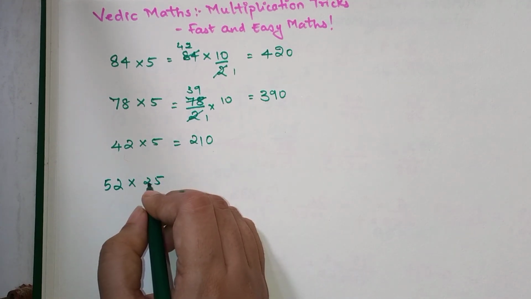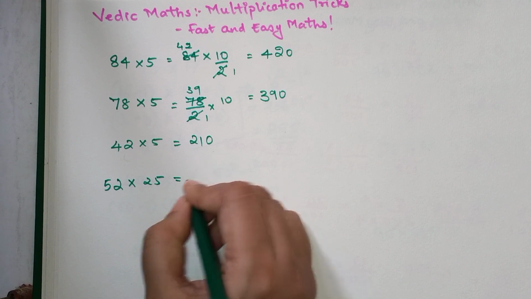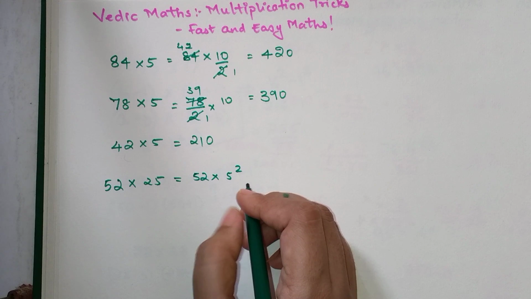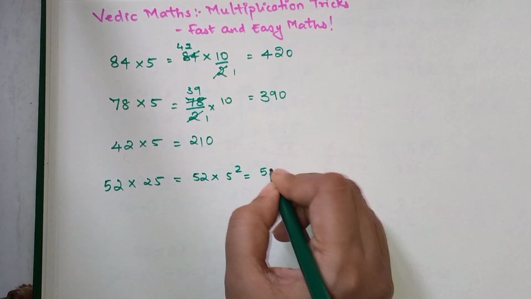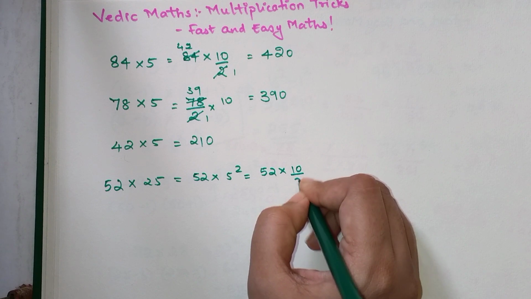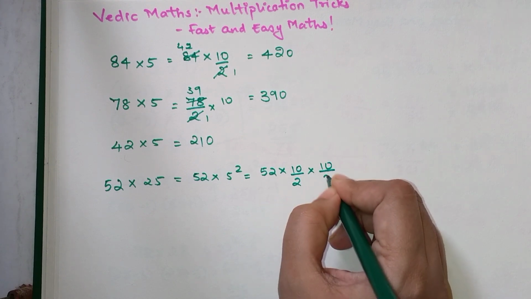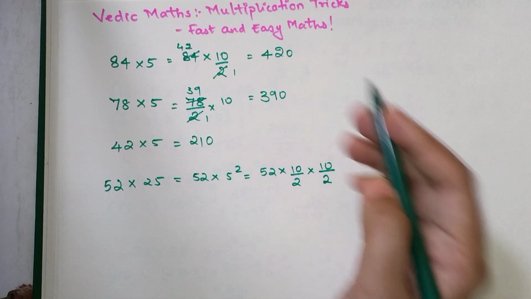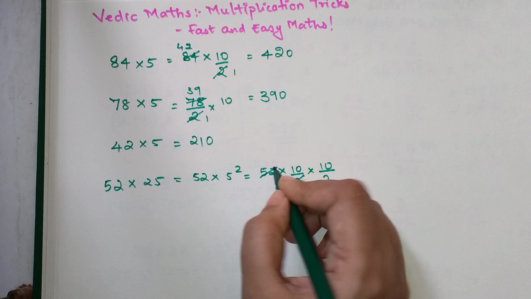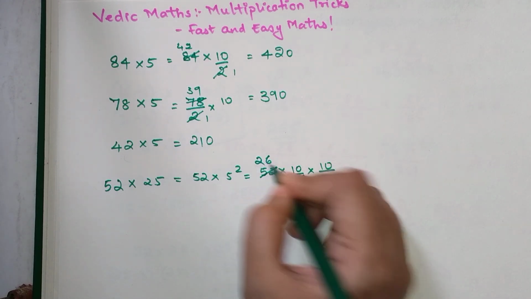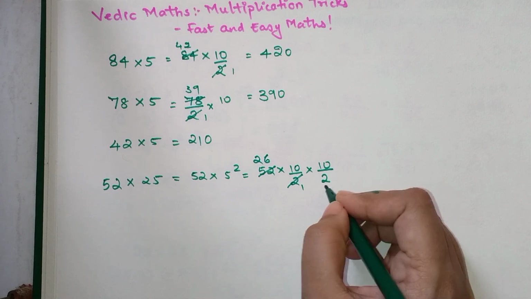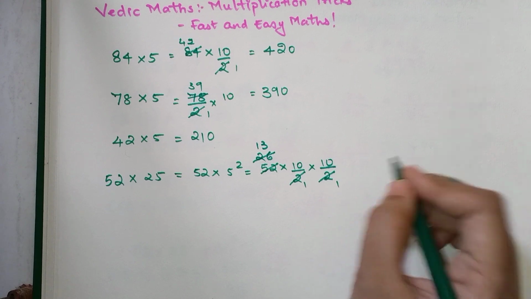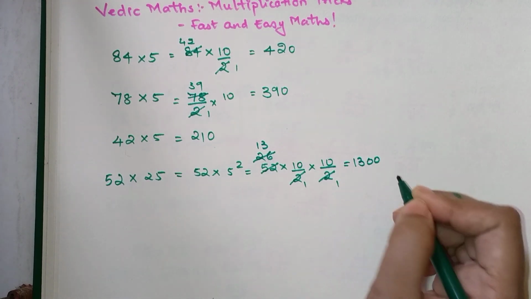Now this is big, right? It will take some time, surely. So can I write this as 52 into 5 square? And can I write this as 52 into 10 upon 2 into 10 upon 2? Because this is 5 into 5, and 5 can definitely be represented as 10 by 2. So now 2 26s get me 52. 2 13s get me 26. So my final answer now becomes 1300.